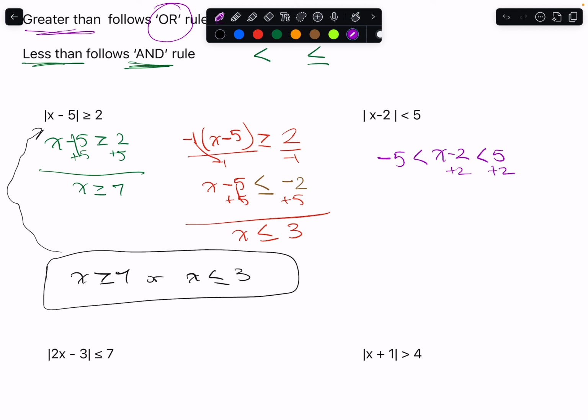Plus 2 on both sides. -3 on one side. And 3 on the other. So x is a value that is between 3 and -3. And any of those values will satisfy this equation.